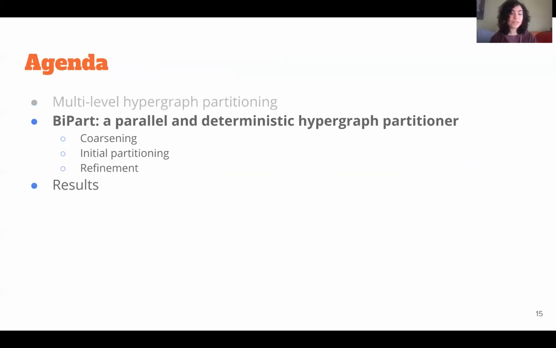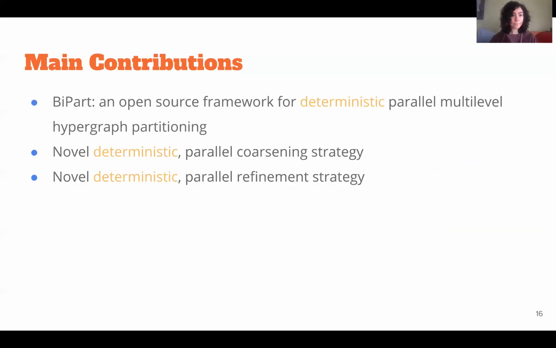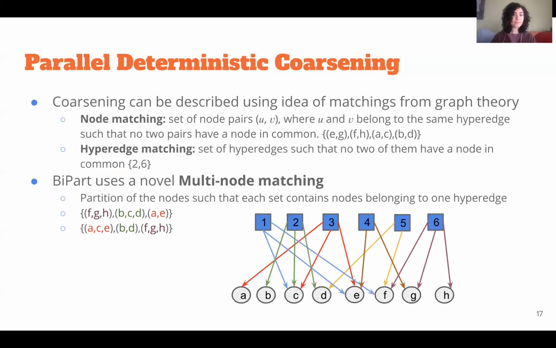Now let's talk about Bipart, which is a parallel and deterministic hypergraph partitioner. Our main contribution is to introduce Bipart, an open source framework for deterministic parallel multi-level hypergraph partitioning. We will introduce a novel deterministic parallel coarsening strategy, and finally, a novel deterministic parallel refinement strategy. So let's start with the parallel deterministic coarsening.